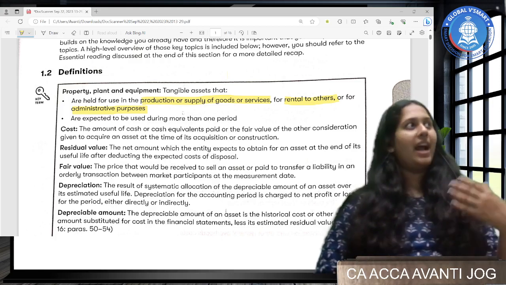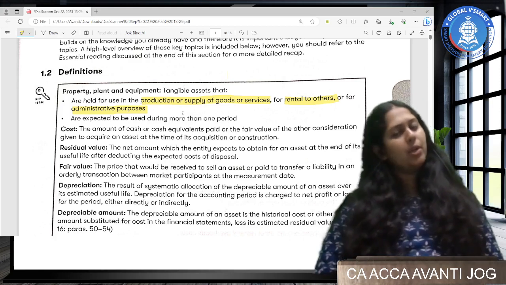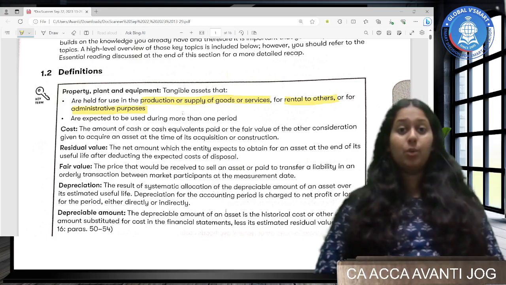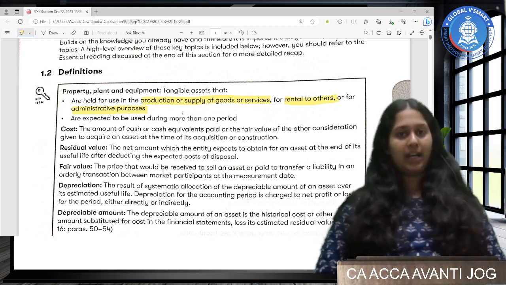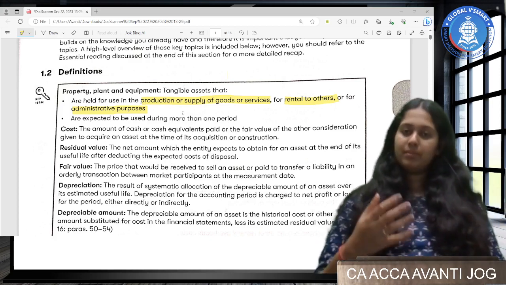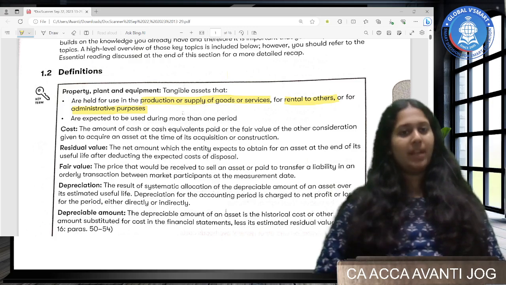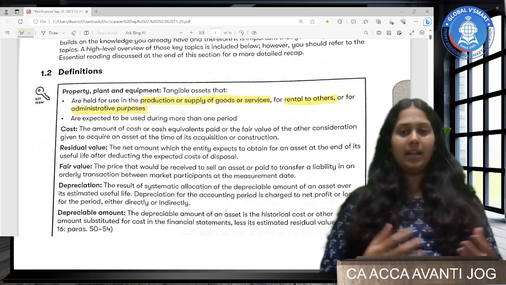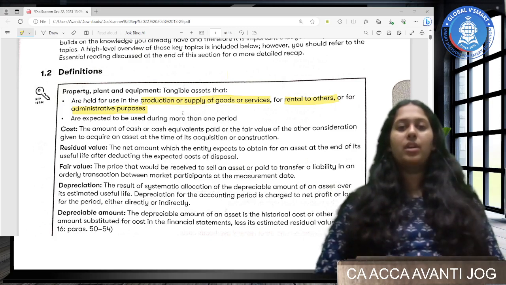Second one is if they have a land or building which they don't use for production, but they give it on rent to others, then that is rental to others. That will also be a part of PPE, even if you don't use it for production of goods and services, but use it for renting it out to others.